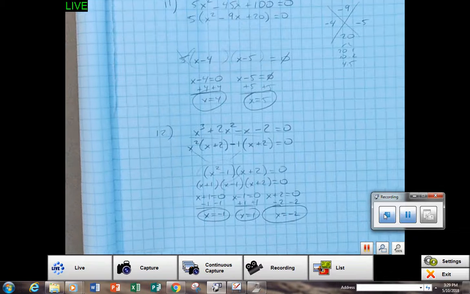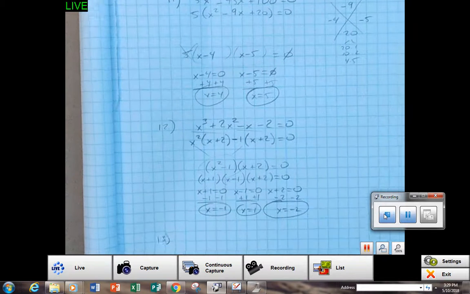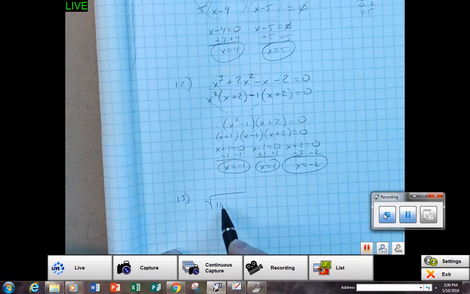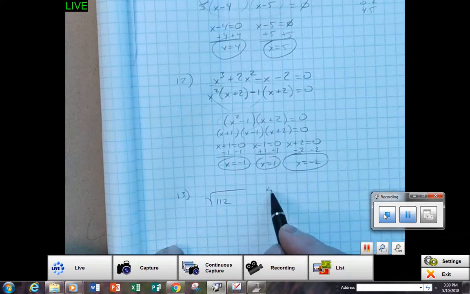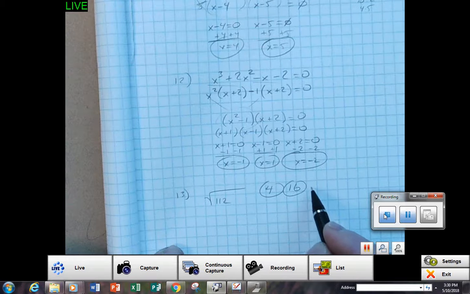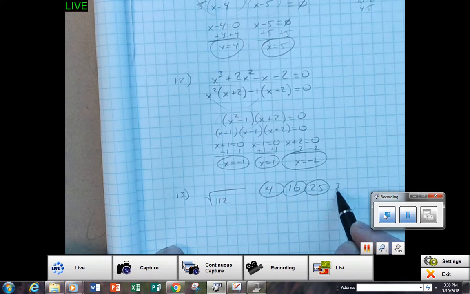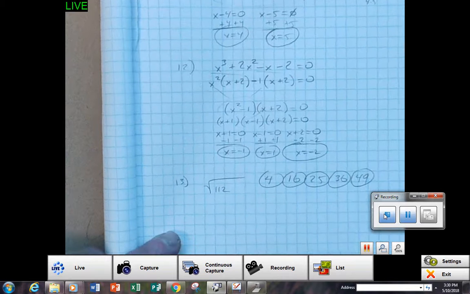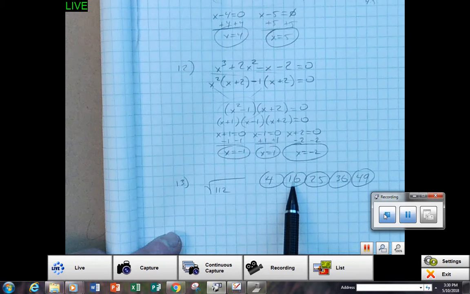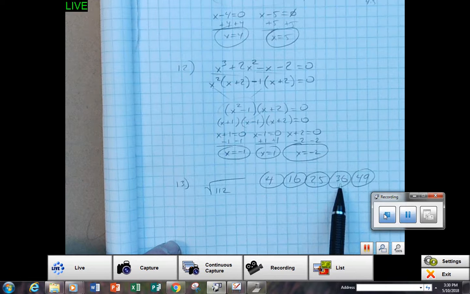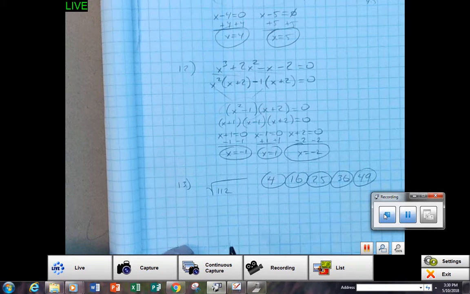All right, number 13. 13 is the square root of 112. Remember, you're looking to break these radical numbers up into two numbers where one of them is one of these perfect square numbers. Because remember, the square root of 4 is 2, the square root of 16 is 4, the square root of 25 is 5, the square root of 36 is 6, the square root of 49 is 7. So 112 is one of those weird ones.